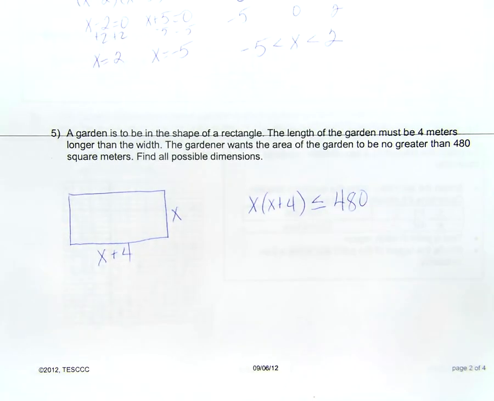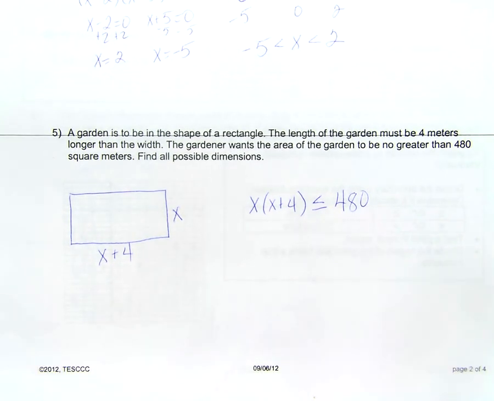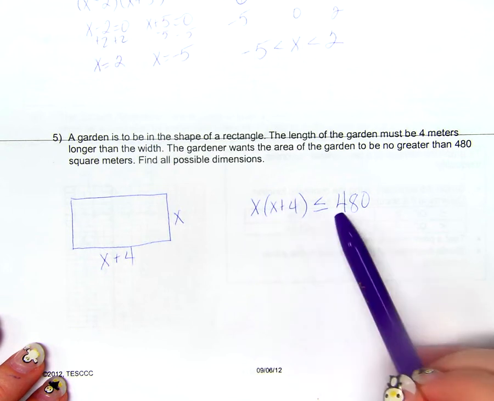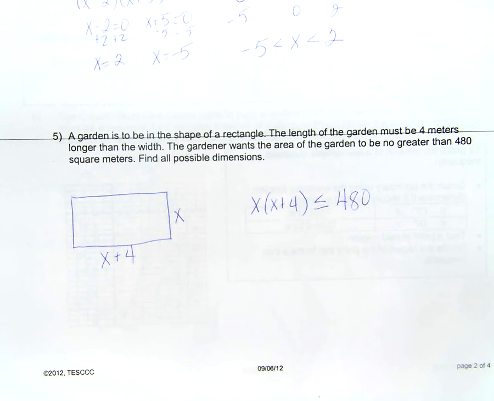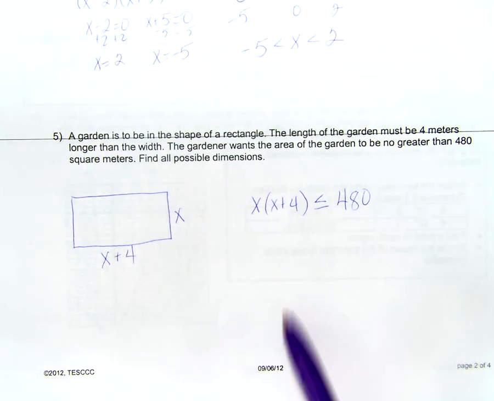Is that the sign you're saying? Because that word says greater than, but you told me to write a less than. It can't exceed 480. It can get up to 480, but it cannot be any greater than 480. Fair enough? So what do I do to solve it? Because it says find all the possible dimensions. How do I solve this inequality?